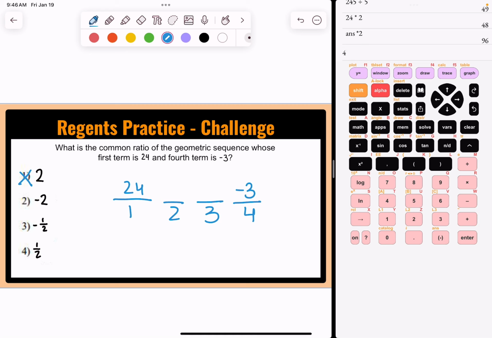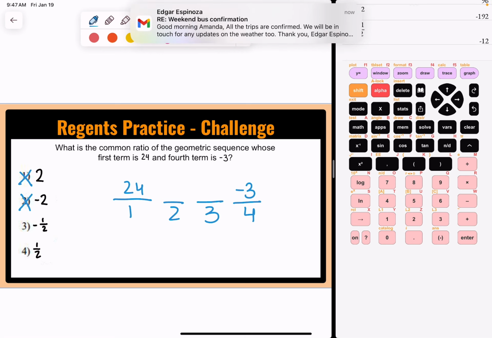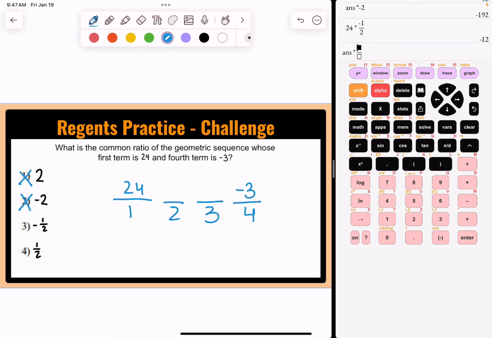24 times -2, that would be my second number. This would be my third, and that would be my fourth. Not going to work. All right, let's try the next one. 24 times -1/2. This would be my second number. Times this would be my third number. Times this would be my fourth number. Yes, that makes sense. Perfect.